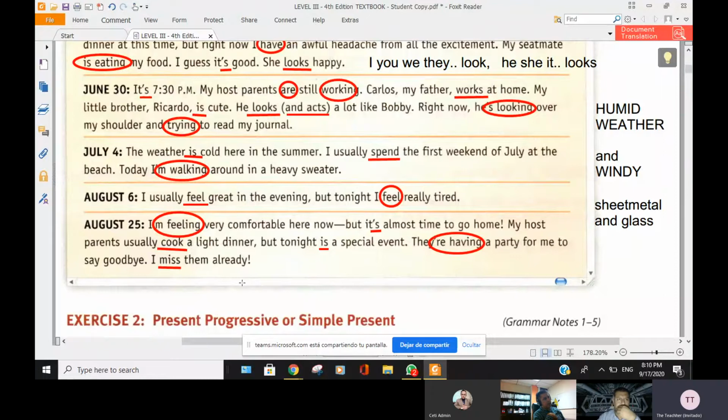Miss. But teacher, I have a doubt. At the moment that he says, I miss them already, is something that is happening right now. He says that he is starting to miss them, but he's still there. Yes, that is correct.